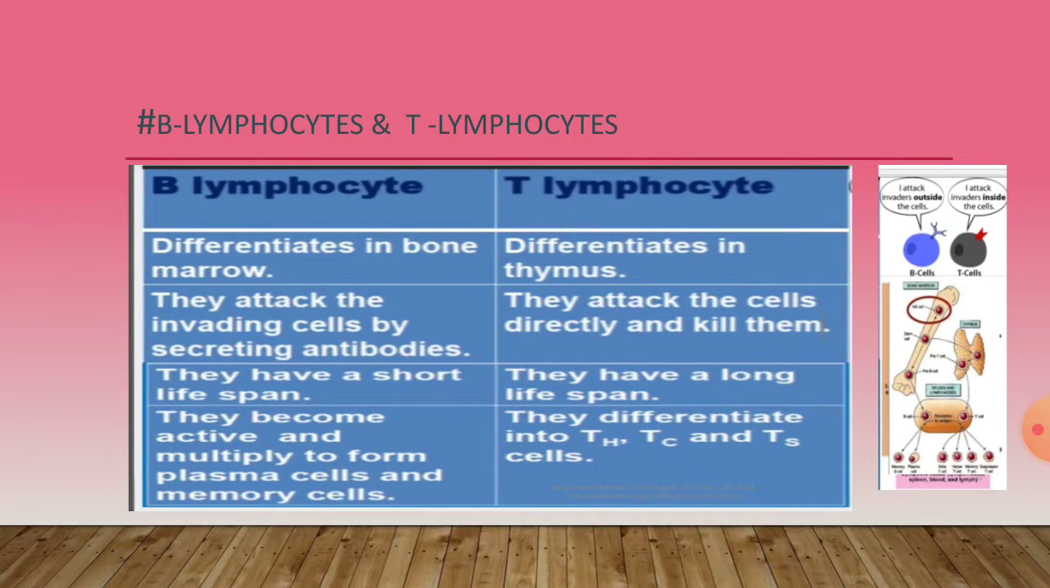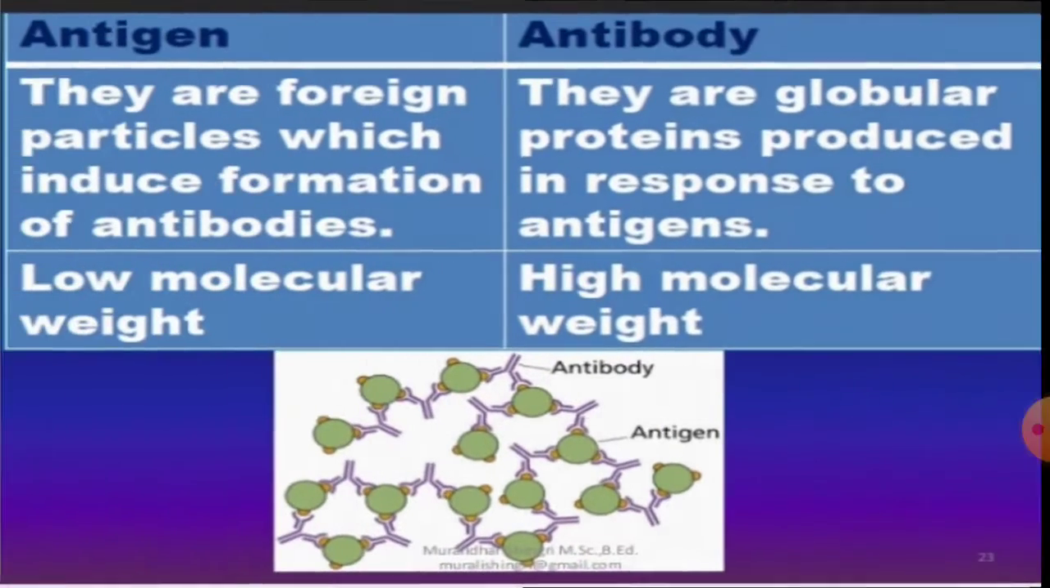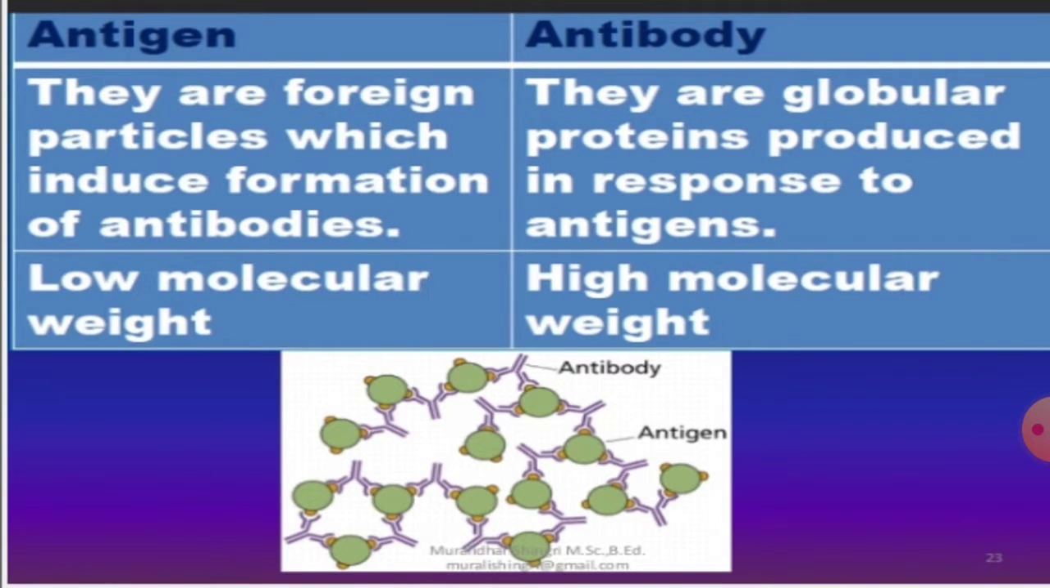Now, what is the difference between B lymphocyte and T lymphocyte? B lymphocytes differentiate in bone marrow and T lymphocytes differentiate in the thymus. B lymphocytes attack the invading cell by secreting antibodies, but T lymphocytes attack the cell directly and kill them. B lymphocytes have a short lifespan, but T lymphocytes have a long lifespan. B lymphocytes become active and multiply to form plasma cells and memory cells, but T lymphocytes differentiate into TH, TC and TS cells.